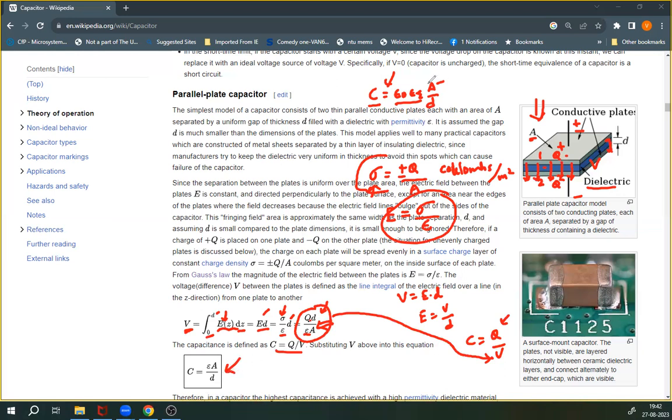Relative permittivity, if the dielectric is air, is epsilon R equal to 1. So this equation goes as epsilon naught A over D, which is the same as shown here.